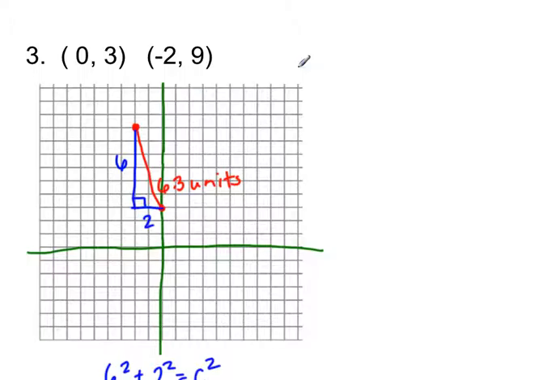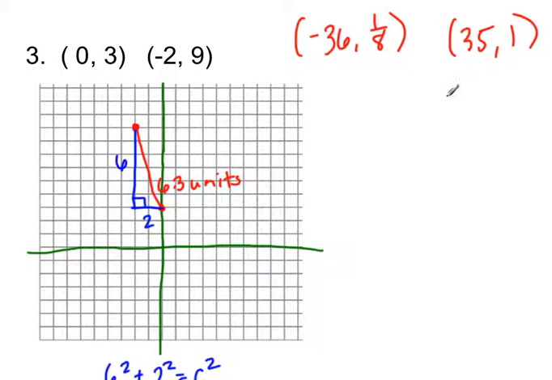The reason you need to know the distance formula is that they're not all going to fit right here where you could graph them. So if I gave you something like negative 36, 1/8 or 35, 1, you're not going to want to sketch that because those 2 points are so far away from each other. Not to mention that this is a fraction. That would be hard to graph even if it was not a fraction. Okay?